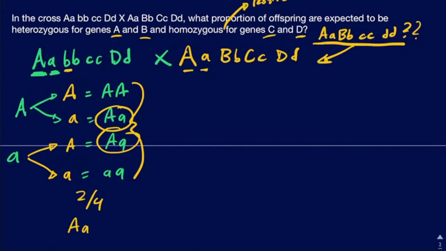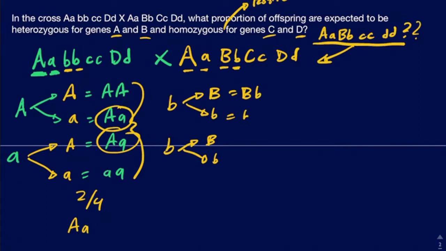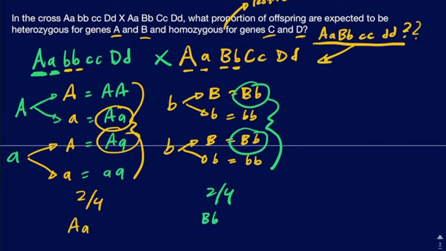If the mom were to give a small copy of the B gene, the dad can either give a big copy or a small copy. And the mom also has a second small copy of the B gene, and the dad can again either give a big copy or a small copy. If we do that math, we get big B little b, little b little b, big B little b, and little b little b. We're looking for offspring that is heterozygous, so that's this guy and this guy. So 2 out of 4 will be big B, little b.